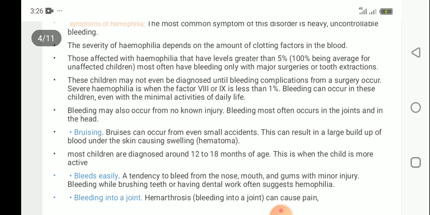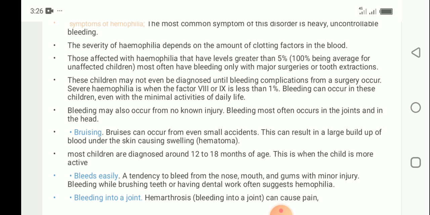Coming to the symptoms, usually the most common symptom of this disorder is heavy and uncontrollable bleeding. And the severity of hemophilia depends on the amount of clotting factors in the blood. Those affected with hemophilia that have levels greater than 5% most often have bleeding only with major surgeries or tooth extractions. These patients will have more bleeding at surgeries and tooth extractions.